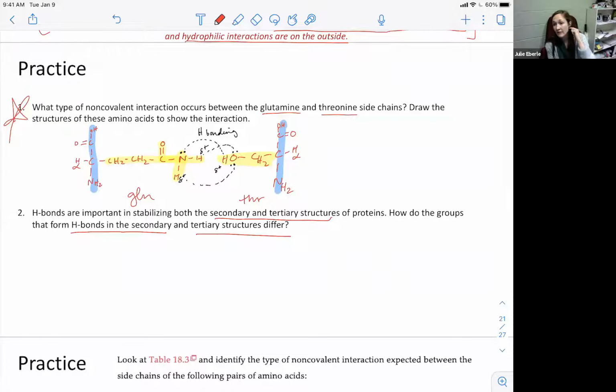So we can have hydrogen bonding. We know hydrogen bonding is critical for secondary structure of proteins. It's also useful for holding together proteins at the tertiary level. But how are the hydrogen bonds different? They're both hydrogen bonds, but between what groups? Is it because tertiary can bond to the backbone? It can, yeah, it can involve the backbone, but what else can it involve?